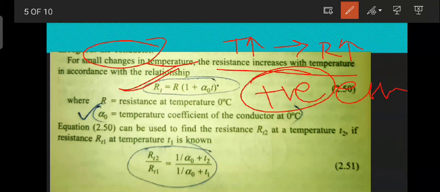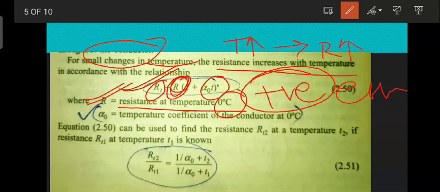The resistance at temperature T is equal to R0 into (1 + alpha 0 T). So here R0 is the resistance at temperature 0 degree Celsius, and alpha 0 is the temperature coefficient at 0 degree Celsius.